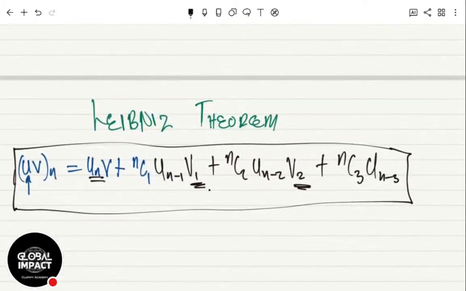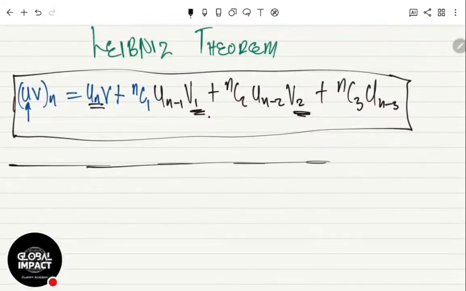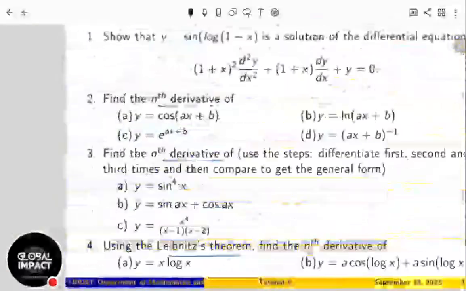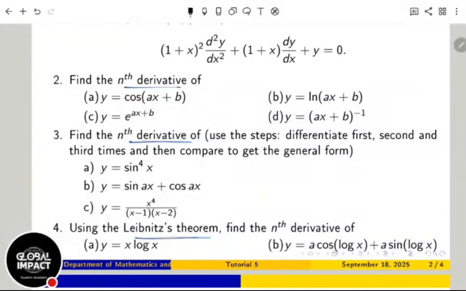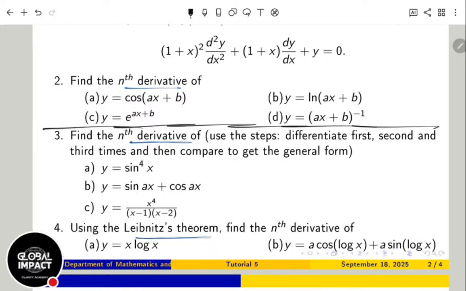Here's the Leibniz theorem. Let's go ahead and apply it. First question: find the nth derivative. Go to the work, we did it. We've done these 4, I don't need to do them. Just go check our working. Differentiate once, twice, 3 times, find what is repeating, and then you have it. Are you hearing me?